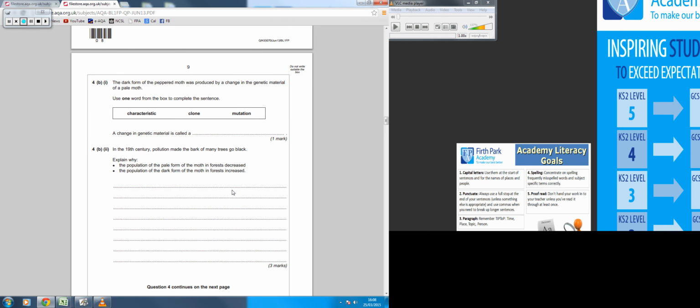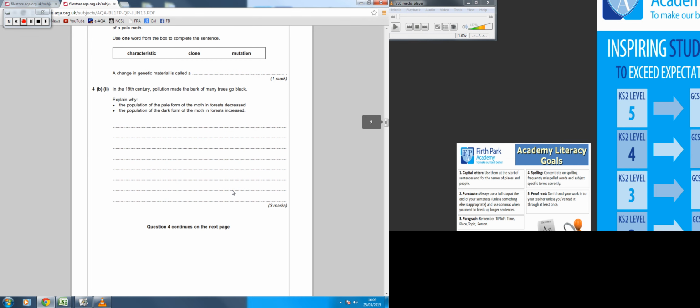And it says use one word from the box. So a change in genetic material is called a characteristic, clone or mutation. Use one of those words. Next part, 3 marker now.